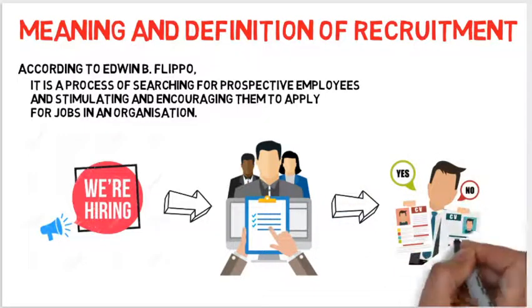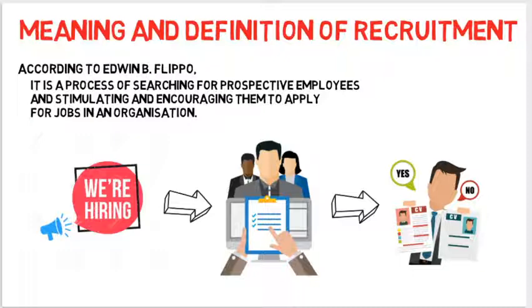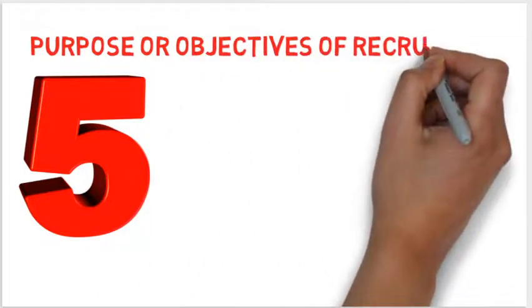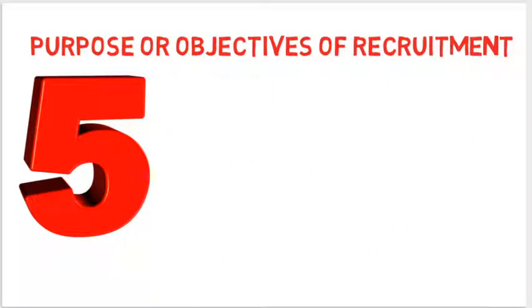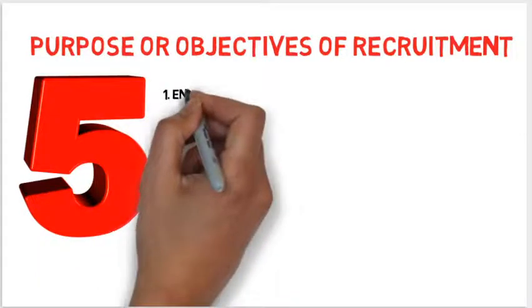The recruitment process includes analyzing the requirements of a job, attracting employees to the job, screening and selecting applicants, hiring and integrating the new employee to the organization. Now let's talk about purpose or objective of recruitment. As we know, the human resource is a vital part of any organization, and to ensure the regular supply of personnel in an organization, recruitment is a significant step.